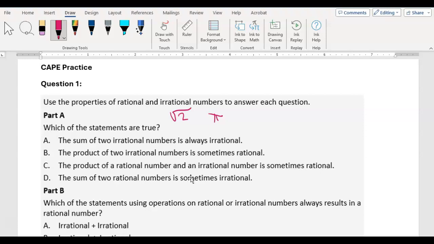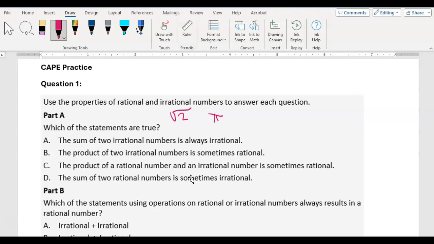So it says, which of the statements are true? A, the sum of two irrational numbers is always irrational. B, the product of two irrational numbers is sometimes rational. C, the product of a rational number and an irrational number is sometimes rational. D, the sum of two rational numbers is sometimes irrational.